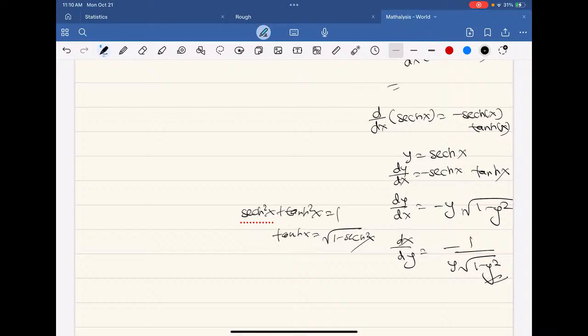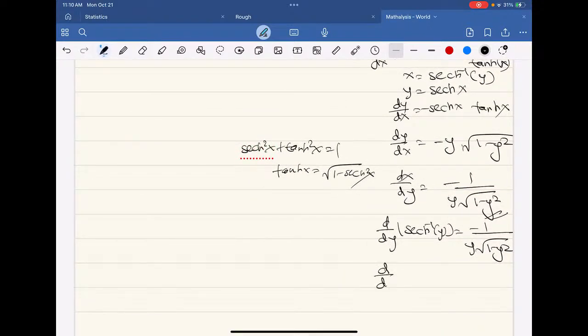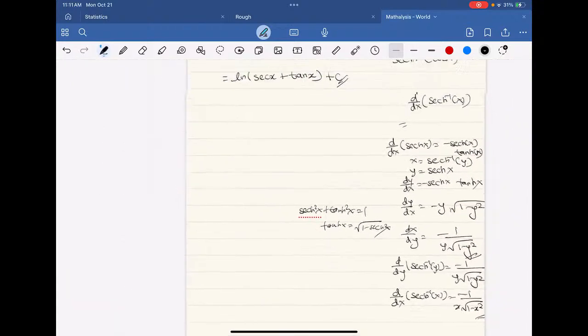So since dx by dy is this thing, now we know that x is just sech inverse y, right? So d dy of sech inverse y is negative 1 by y root 1 minus y square. Now I can write x for y. So d dx of sech inverse x is negative 1 by x root 1 minus x square. So let's try to use this.